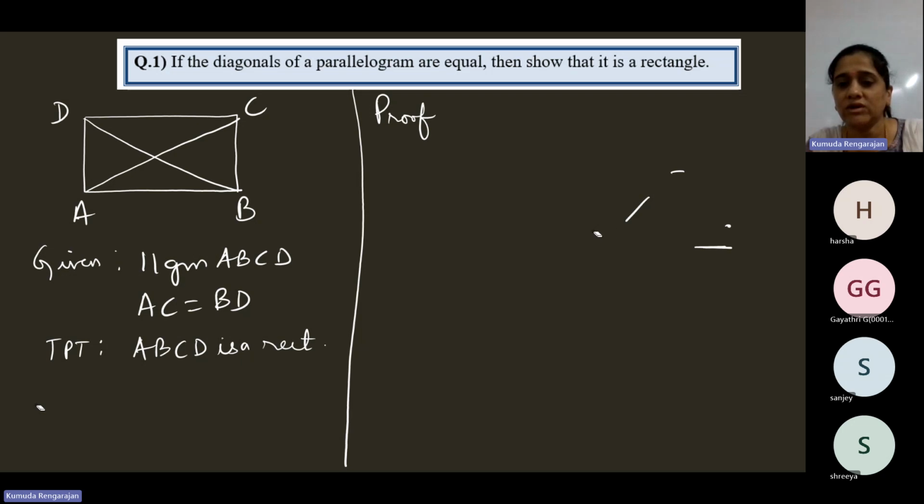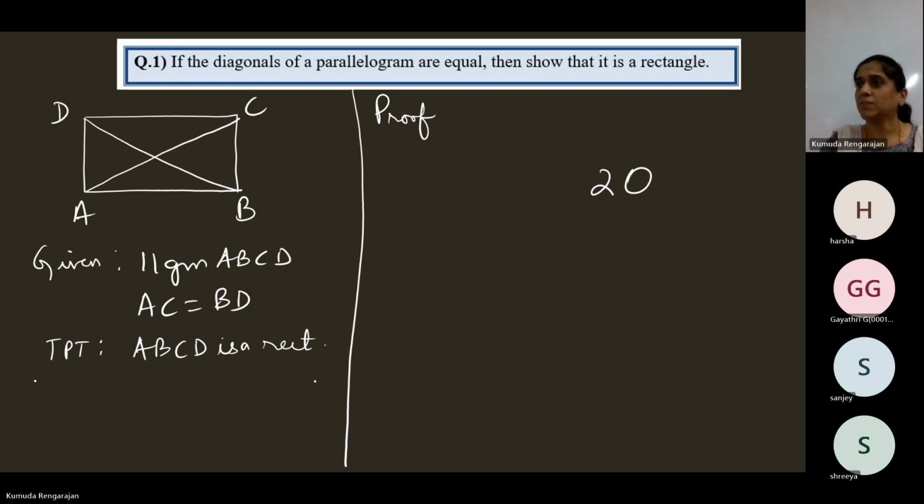I think I mentioned this in the last class: if you're asked, is 20 a composite number? To answer this question, you're going to use the definition. What is the definition of a composite number? A number that has more than two factors. Any number that has more than two factors is called a composite number. A number that has exactly two factors is a prime number. A number that has more than two factors is a composite number.